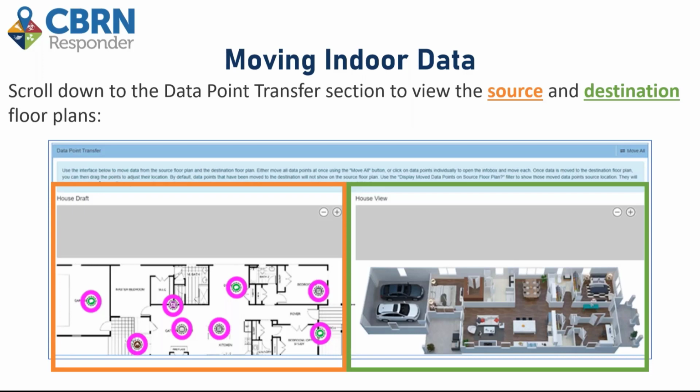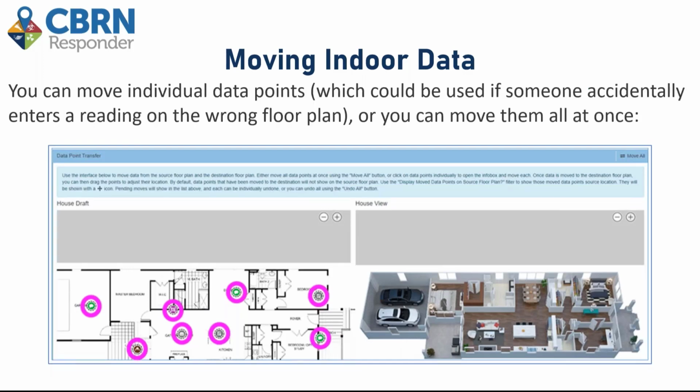But if you scroll down, you'll see a data point transfer section and you'll see your source floor plan and your destination floor plan. You can choose to move individual data points. So this is a really great option, especially if someone accidentally put a reading on the wrong floor plan, or you can choose to move them all at once.